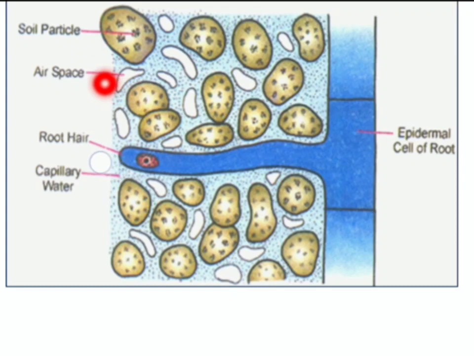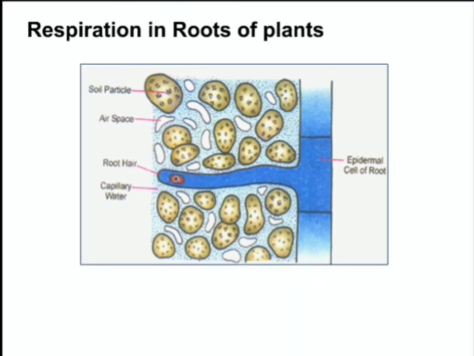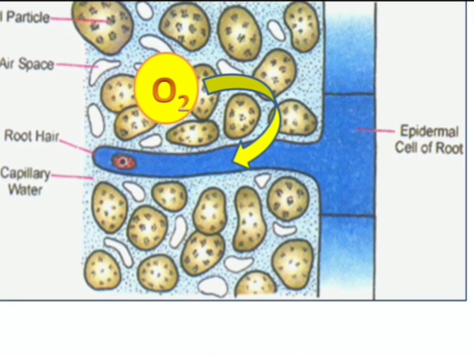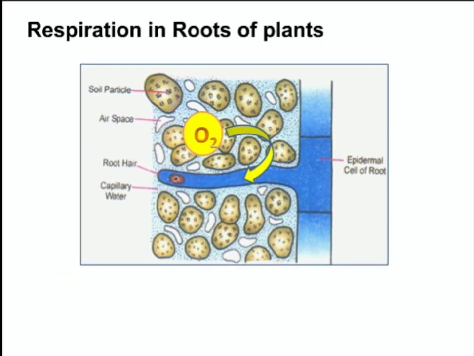This air space holds air which contains oxygen, because respiration needs oxygen. So the oxygen part of the air will diffuse inside the root hair. The oxygen will go into the root hair and be transported to the other cells also. Every nearby cell of the root will get oxygen to do respiration. So this is the movement of oxygen with the help of the diffusion process.